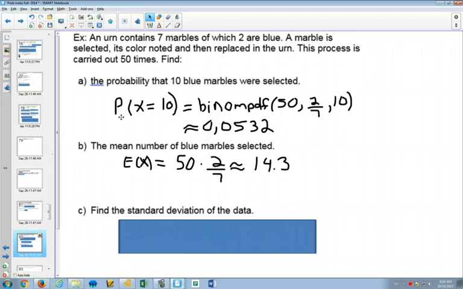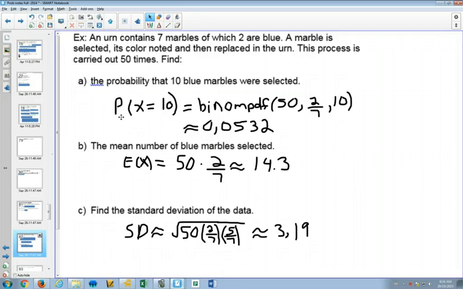So our expected value, we have 50 trials. Probability of success is 2 out of 7. So you could expect 14.3. And our standard deviation will be the square root, number of trials, probability of success, probability of failure. This formula for standard deviation isn't on your formula sheet, but the variance is. So the variance of n times p times 1 minus p is on there. You have to know that standard deviation is the square root of variance, and then that won't be a problem.